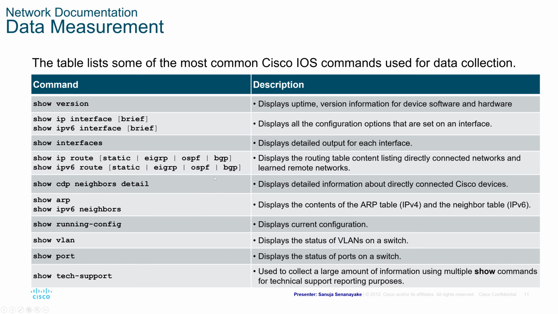However, it is most likely to be an issue when you're writing lab exams, when you're taking lab exams, right? So just quickly go over the show version command, which will display the uptime and version information for device software and hardware. The show IP interface, or the option for IPv6 right here, would display all the configuration options that are set on an interface. The show interfaces command would give you the detailed output for each interface.